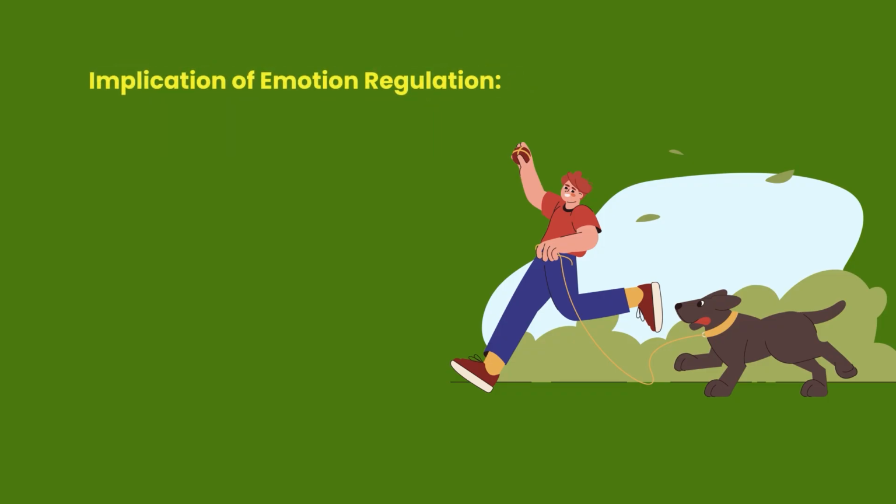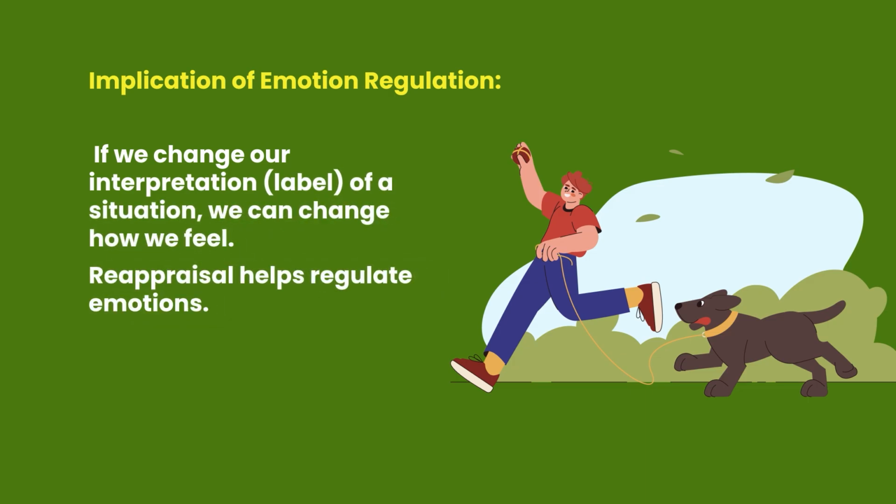The implication for emotion regulation in these theories is that if we change the interpretation or label of a situation, we can change how we feel. Labeling is an important part through which you can regulate your emotions. Reappraisal also helps you regulate your emotion. In short, emotions depend not just on what our body feels, but on how our mind interprets it. The interpretation part makes you capable of regulating emotions, and once you are aware of it, you will manage them very well.